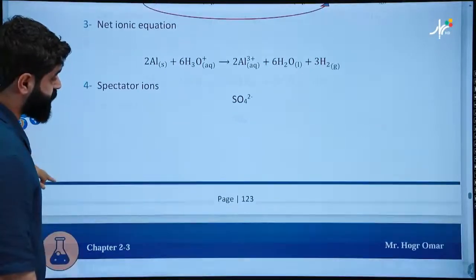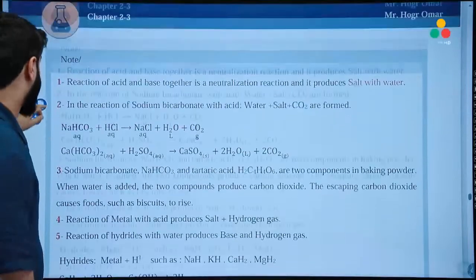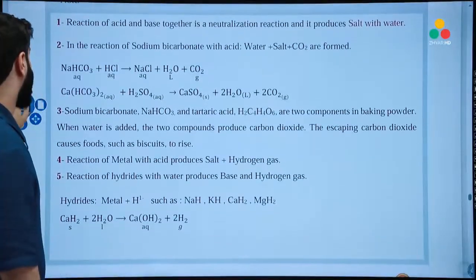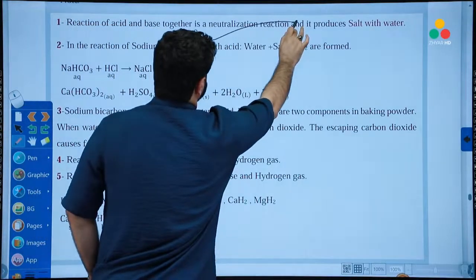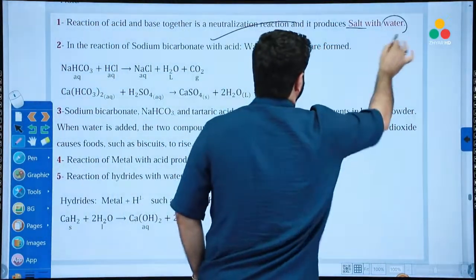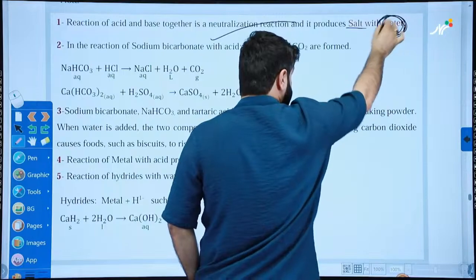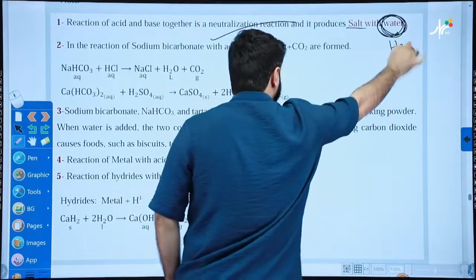Let's take some important notes. Stay with me. The reaction of acid and base together is called a neutralization reaction, to form salt and the molecular compound, always the molecular compound, which is H2O.